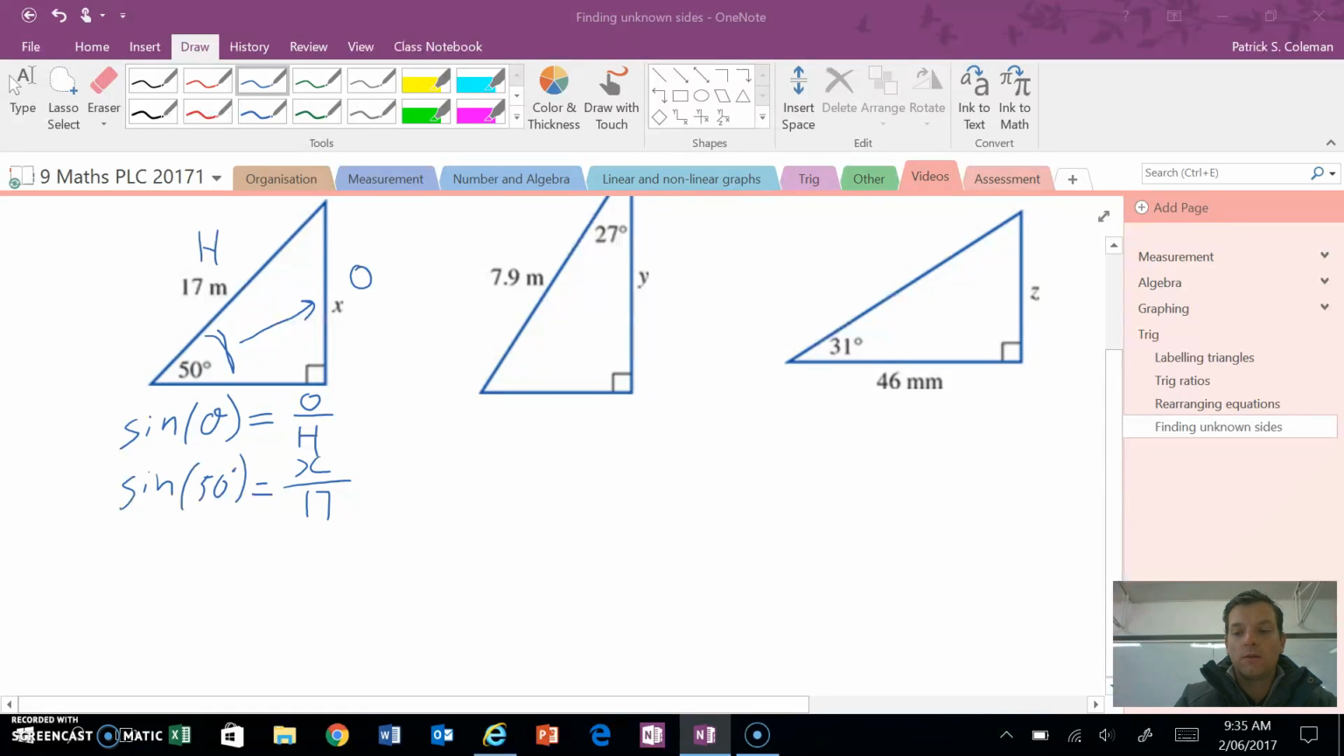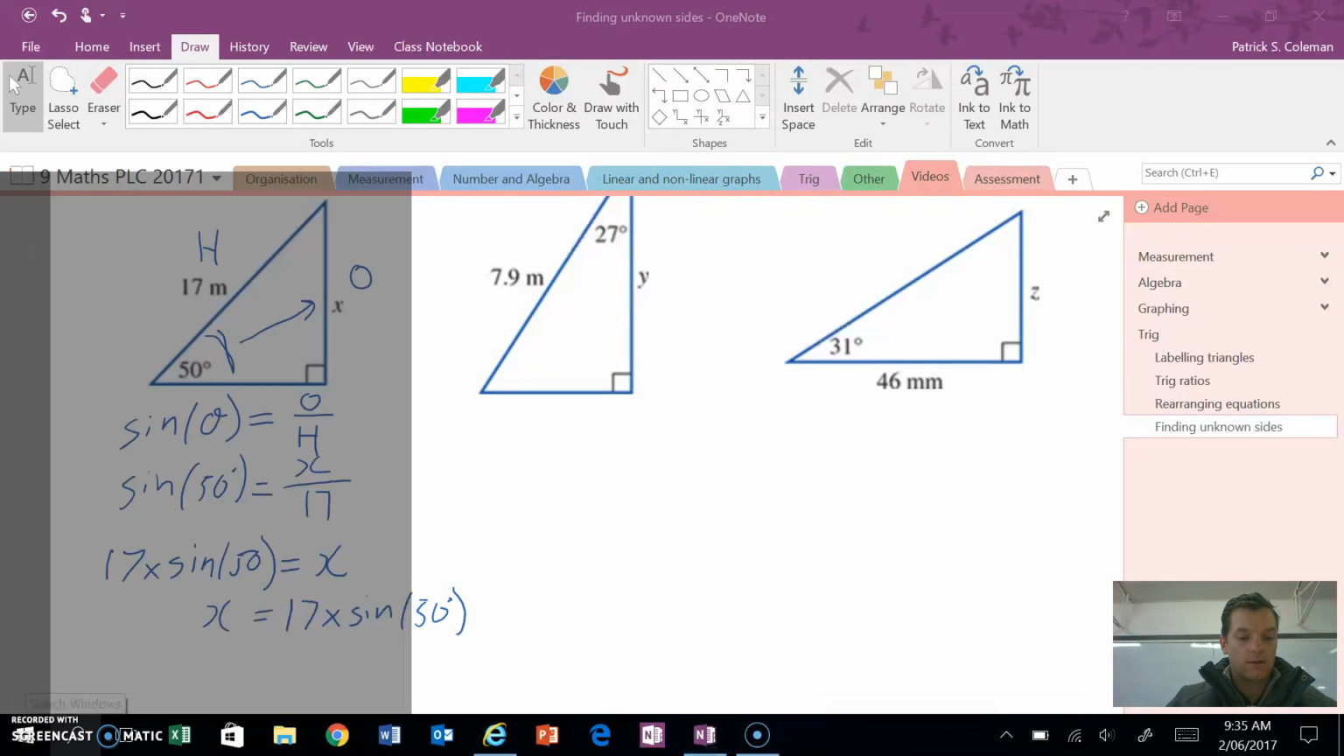Now we should be familiar with rearranging the formula, so we'll just go through it quickly. We can take the 17 across to the other side, so we have 17 sine 50 equals x. We'll make x the subject, just popping it on the left. 17 sine 50. And then from here we plug that into our calculator.